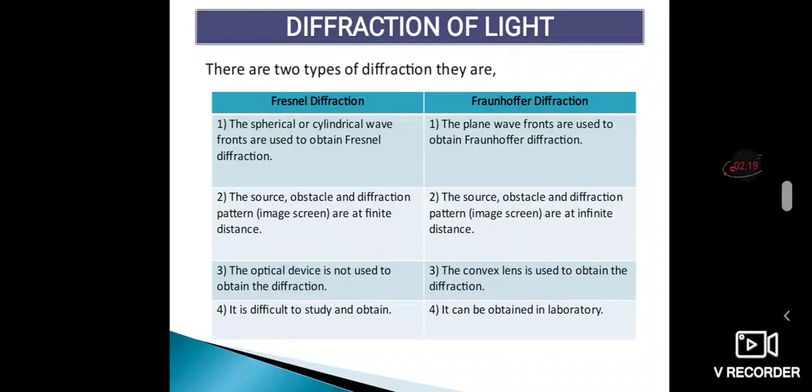But in Fraunhofer diffraction, the source, the obstacle as well as the diffraction pattern, meaning the image screen, are at infinite distance. Similarly, the third difference is the use of an optical device. In Fresnel diffraction no optical device is used, but in Fraunhofer diffraction a convex lens is used to obtain the diffraction. Also, Fresnel diffraction is very difficult to study in the laboratory, but Fraunhofer diffraction can be obtained as well as studied in the laboratory itself.